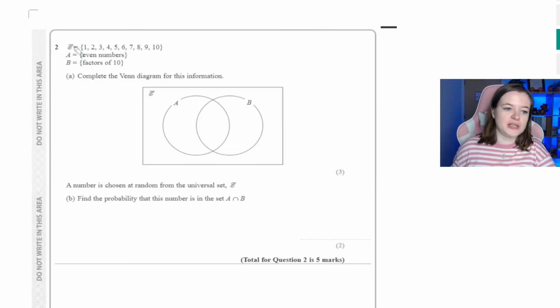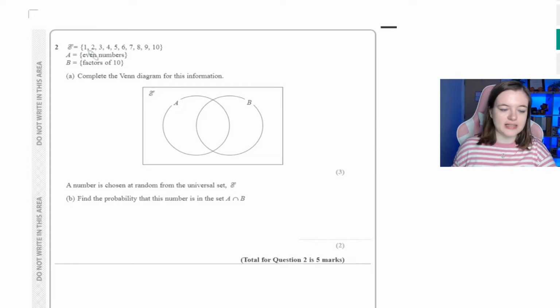Question 2. So this symbol, universal set, is everything between 1 and 10. Every integer between 1 and 10. A is the even numbers and B are the factors of 10. Part A, complete the Venn diagram for this information.